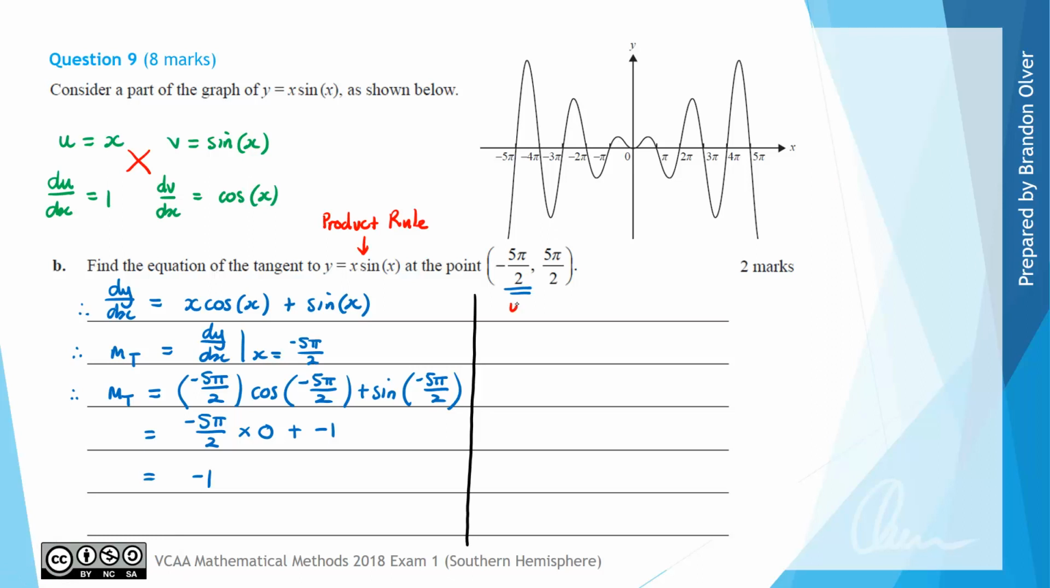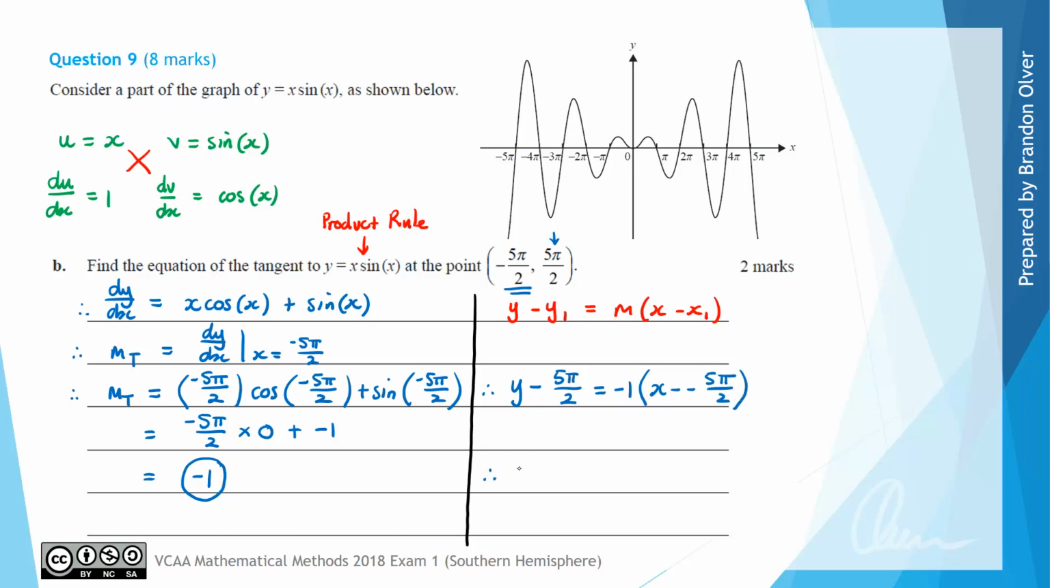But we're not done yet. We need to find the equation of the line, so we're going to use y subtract y1 equals m times x subtract x1 to do that. So therefore we have y subtract y1, where y1 is this value here of 5 pi on 2, and that's going to equal the gradient of negative 1, which we found before over here, and that's going to be multiplied by x subtract minus 5 pi on 2.